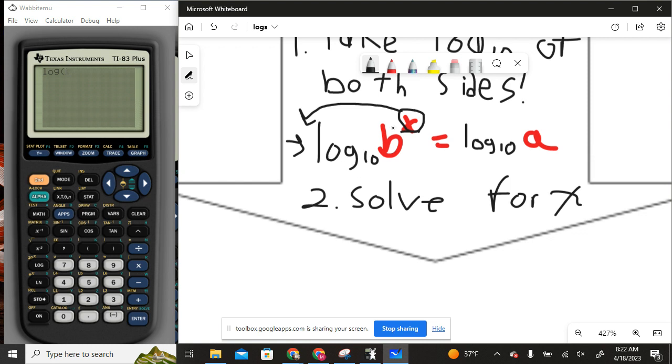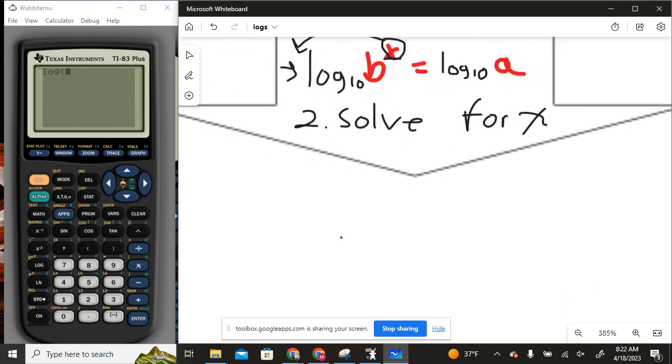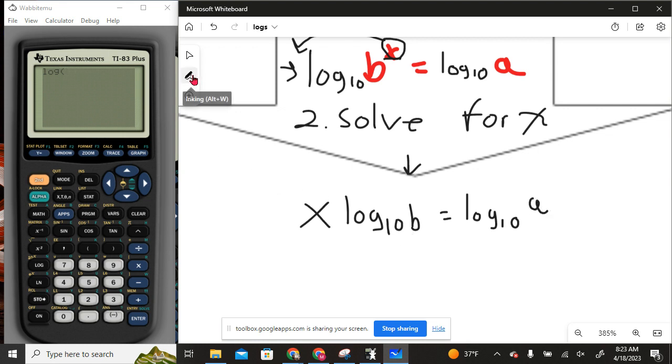Now, the power rule takes this exponent here, this x, and it pulls it in front of the log as a coefficient. So let's go through and do some math, people. Moving this is going to make our problem change from what it is originally to x being in the front, and then we have the rest of the stuff. So we have x times log base 10 of b equals log base 10 of a. Now, this is an equation. We're solving for x.